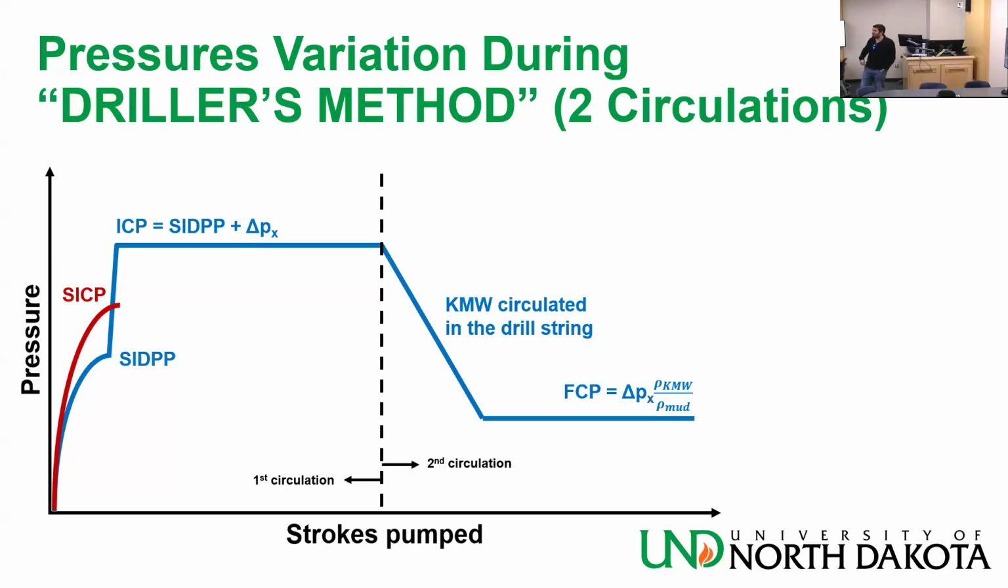What if it was the other way around? Is it impossible to have a kick where SICP is smaller than the SIDPP? Oh, it is possible. That means a higher density, a heavier density fluid. I can be drilling with 8 ppg mud, but the actual fluid density of the kick is 8.5.